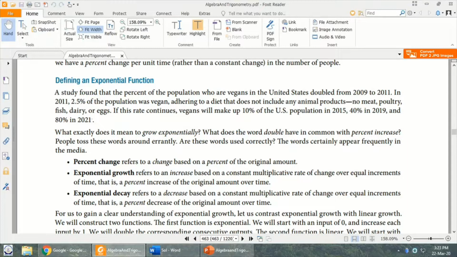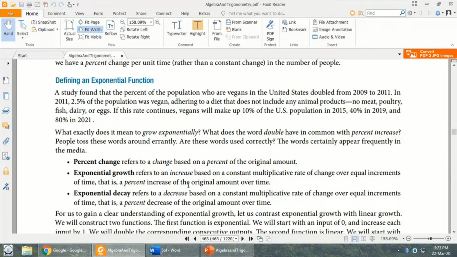So if this rate continues, vegans will make up 10% of the population in 2040. And this is basically exponential growth, because now the rate of change is not constant. I mean, the change is not constant over the domain. So we'll be studying further what domain means. Domain is basically the whole base.